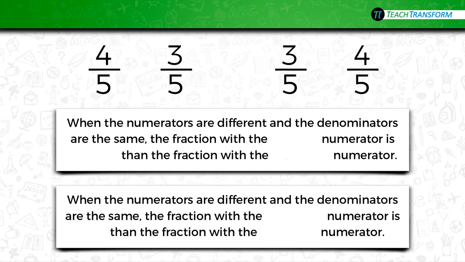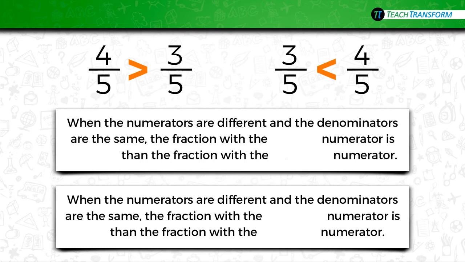Let's look at what you should have filled in. First, let's look at the comparisons. How do you write a comparison between 4/5 and 3/5? There are 2 ways to write it. You can write 4/5 is greater than 3/5, or you can write 3/5 is less than 4/5.